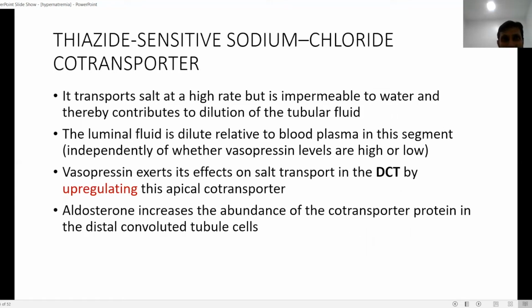Another channel is the thiazide-sensitive sodium chloride co-transporter. This channel is present in the DCT, and transports salt at a higher rate, but it is impermeable to water and thereby contributes to the dilution of the tubular fluid. The luminal fluid is dilute relative to blood plasma in this segment. Vasopressin exerts its effect on salt transport by upregulating this co-transporter. And aldosterone increases the abundance of this co-transporter in the DCT.